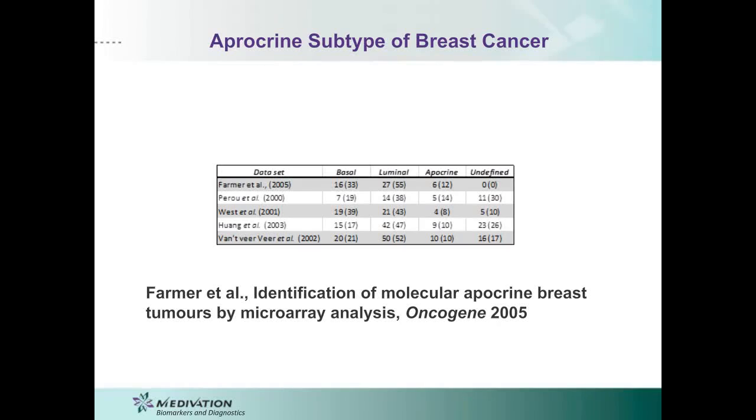But before we look further at the PAM50 calls, we wanted to spend some time with the apocrine subtype. This subtype was first described by Farmer et al. in an Oncogene paper in 2005. In this paper, they looked across a number of different public data sets listed here and showed that in every one of them there is a small but definitely present set of patients which display this apocrine or androgen receptor driven-like phenotype.